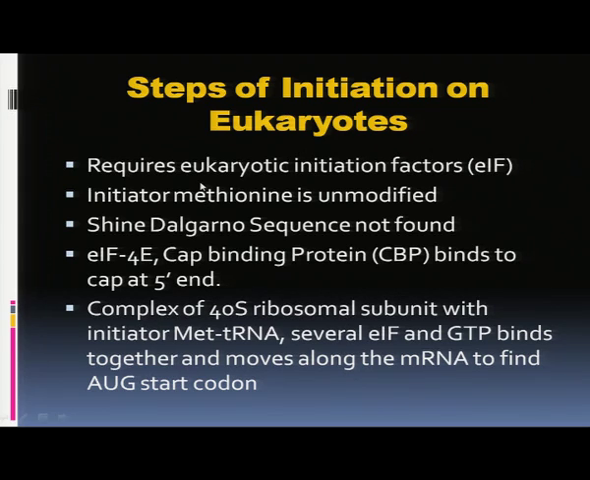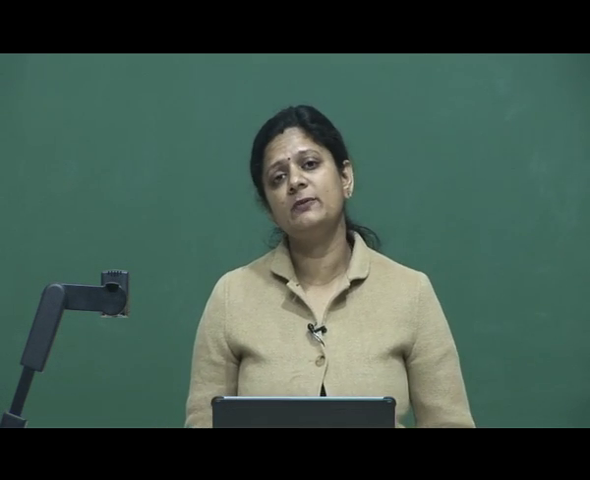If we talk about the steps of initiation in eukaryotes, it is somewhat similar to prokaryotic initiation, but with some differences. Eukaryotes require eukaryotic initiation factors. In prokaryotes, initiation factor 1, initiation factor 2 and initiation factor 3 are needed, but eukaryotes require eukaryotic initiation factors, that is eIF. The initiator methionine is unmodified. In prokaryotes, the first amino acid which binds to the polypeptide chain is formyl methionine, which is a modified amino acid. This type of modification is not there in eukaryotes.